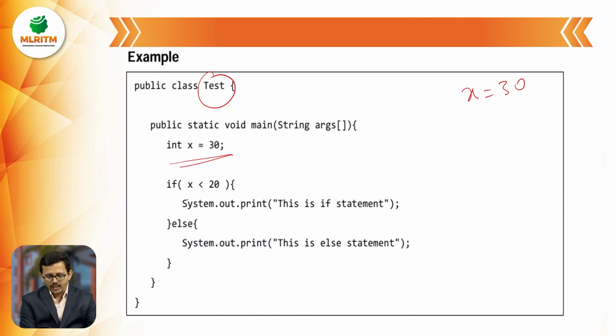Okay, so now if x is less than 20, this is our expression. And what is the value of this expression? It's a Boolean value. If x is less than 20, it is true, and if x is greater than 20, it is false.